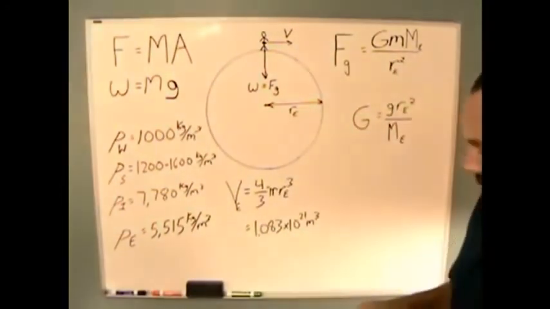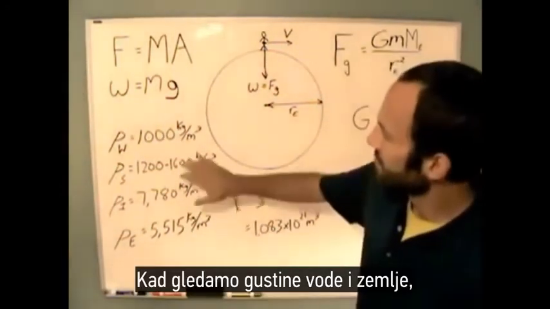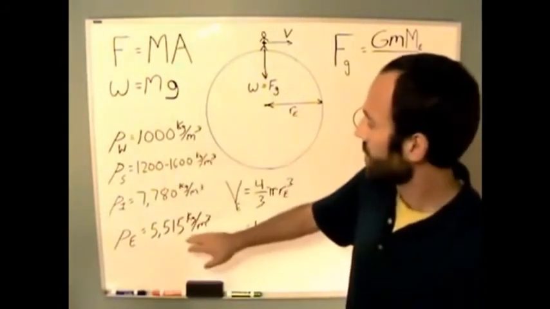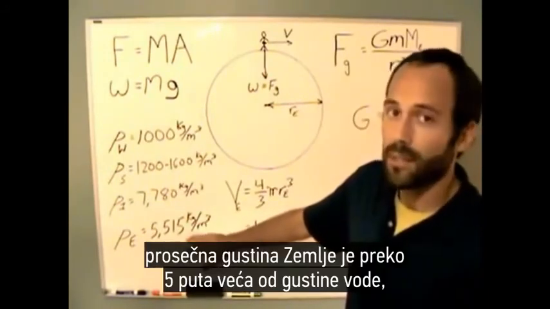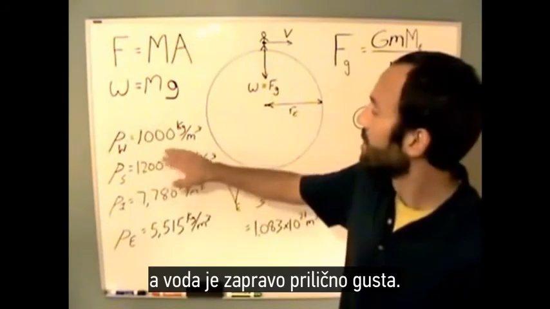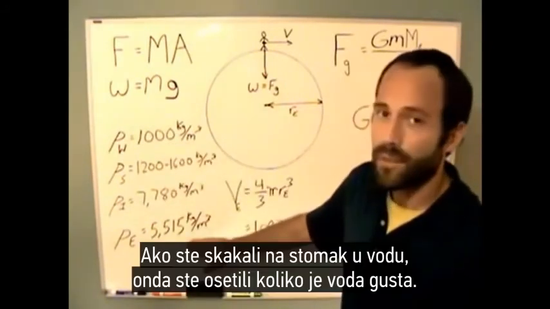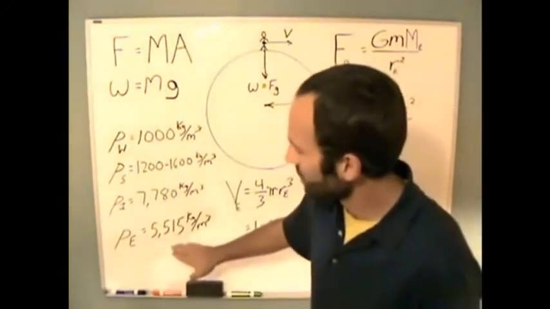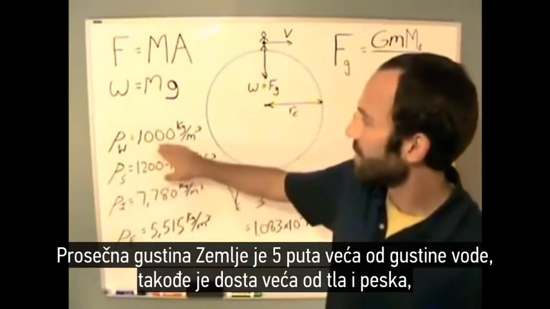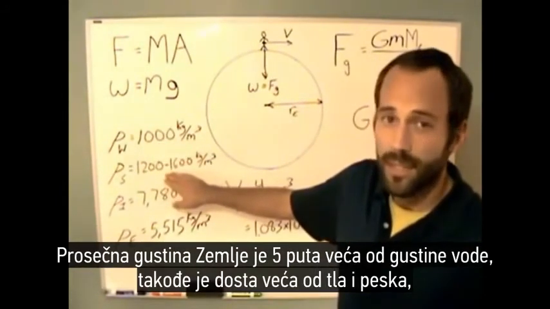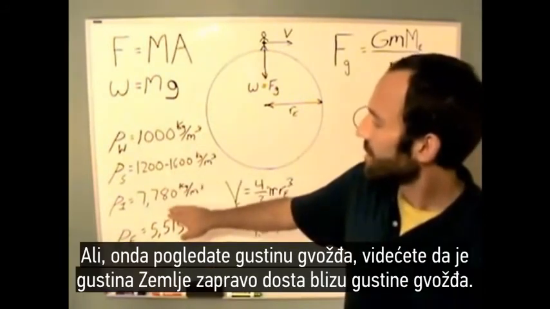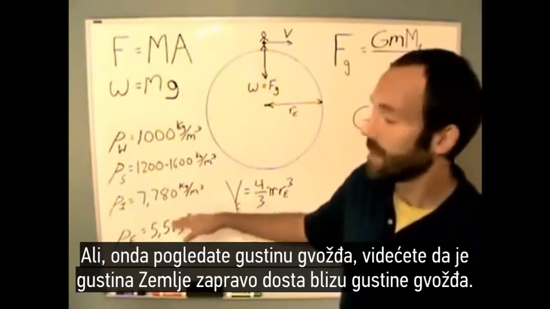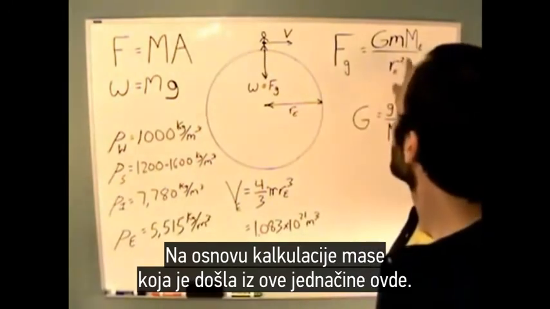Okay? So, looking at this, just looking at water and soil, the average density of Earth is over 5 times greater than the density of water, and water is actually pretty dense. If you've ever done a belly flop into a pool, you've experienced how dense it is. But the average density of Earth is 5 times that of water. It's also a lot greater than soil and sand, which is really ground rock. But then you look at the density of iron and notice that the density of Earth is pretty close to the density of iron, based on everything that was calculated, the mass that came from this relationship up here.